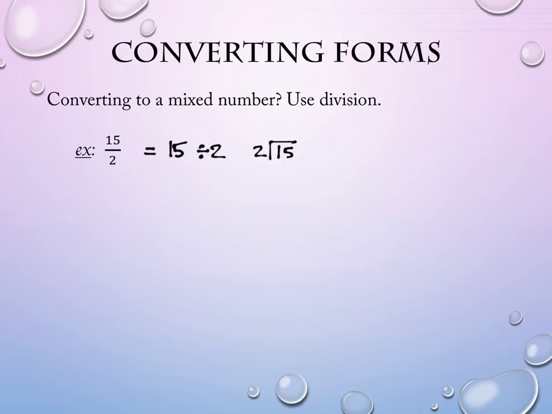Okay, you're going to write down 15 divided by 2. How many times does 2 go into 15? 7. And 7 times 2 is 14. We subtract and we get a 1, right? So our whole number part is the number on top, 7. The remainder is the numerator of my fraction, and the original divisor is still the divisor of my fraction. So this is 7 1/2.